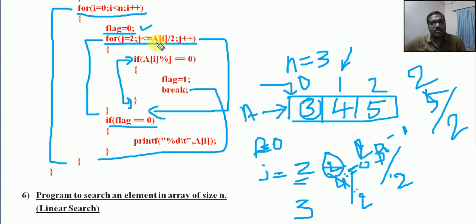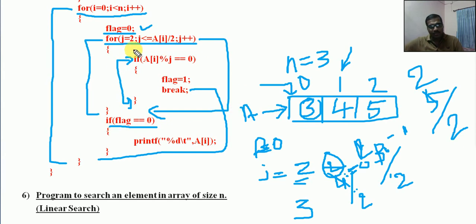So 2 less than equal to 2, it will go for checking, enter into the loop, check 5 modulus j. Now it will be very clear. 5 modulus j, remainder is 1. So it will not enter into this loop. It will go out of this loop. Next iteration also it will be exiting because j is equal to 3. It will be a failure. So it will go out.